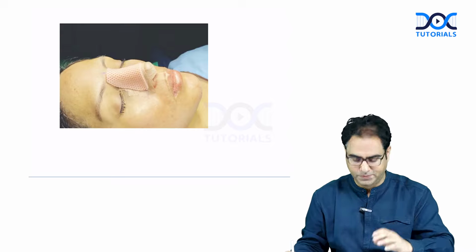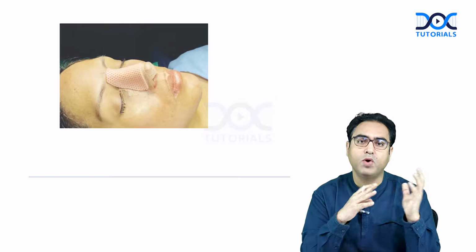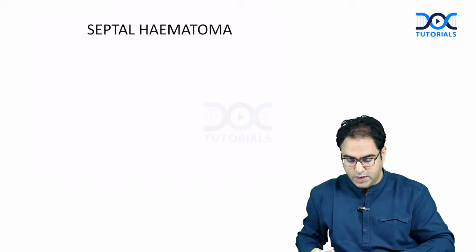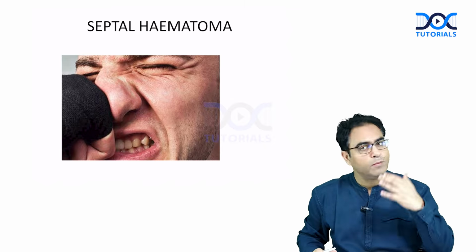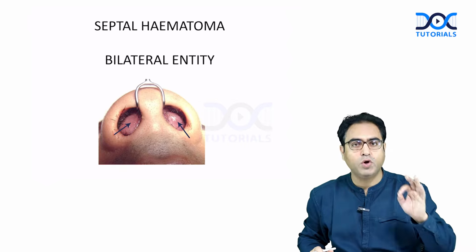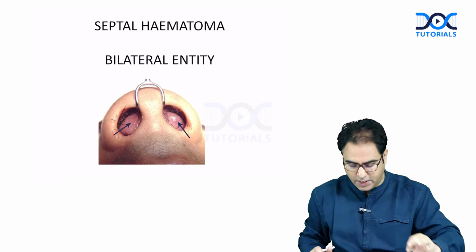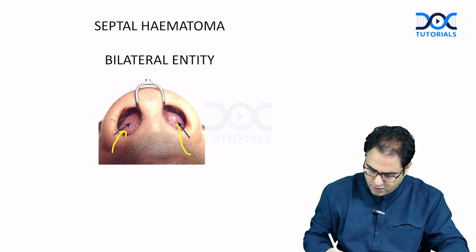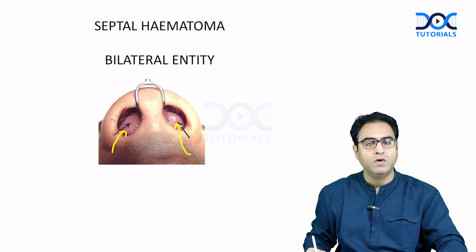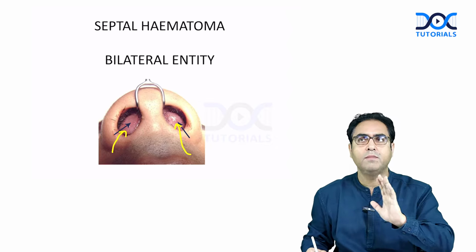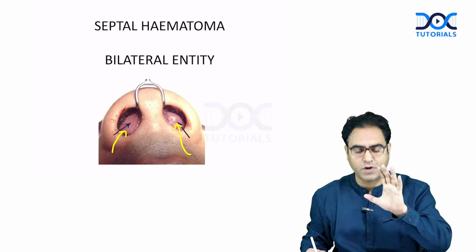The second traumatic entity I would like to talk to you about will be septal hematoma. Trauma to the nose can lead to nasal bone fracture also, septal hematoma also. My dear friend, septal hematoma is a bilateral entity. You can see over here, there's a bilateral swelling of the septum. Okay, so trauma history will be there, and after trauma, there'll be bilateral nasal obstruction.